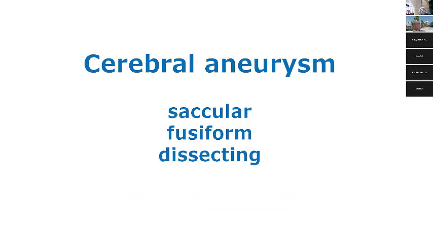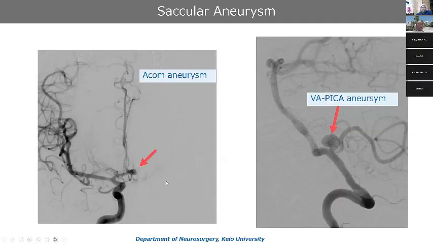Okay. And I will mention a little bit about cerebral aneurysm. We classify aneurysms as circular, fusiform, and dissecting. This is a typical circular aneurysm. We describe aneurysms by their location. For example, this is the aneurysm located at the anterior communicating artery, so we call it an ACOM aneurysm. And this is a circular aneurysm located at the PICA origin of the vertebral artery. So we call it a VA-PICA aneurysm.